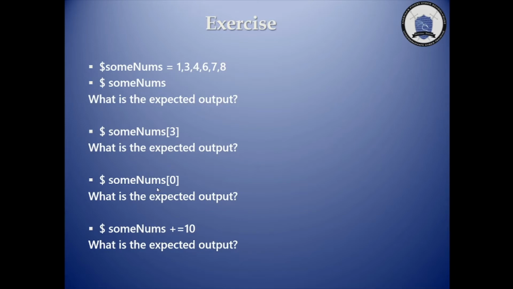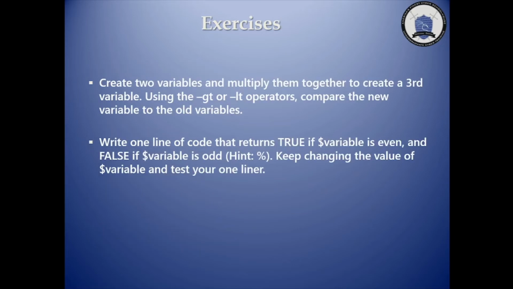Now we're looking at the index of 0, so the expected output should be the first item here, which is 1. And for the last one, we've got our array. We're adding 10 to it, so what is the expected output? It would just be adding 10 to the end of the array.